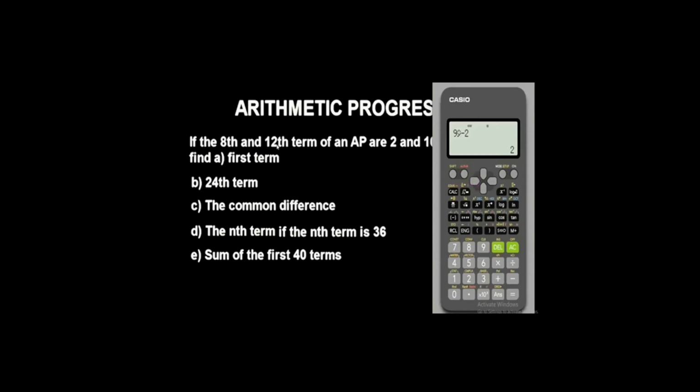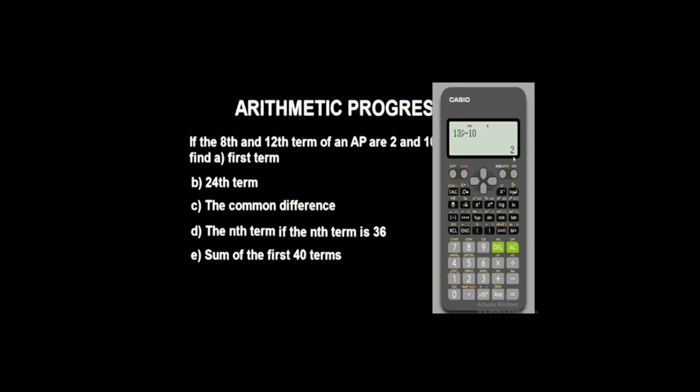After the 12th term, the next term is what? 13. So remove this 9 and put 13 minus the value of the 12th term here, which is 10. You will see we are still going to get 2 as the common difference. So let's put 10 here. That's it. Press equal to.